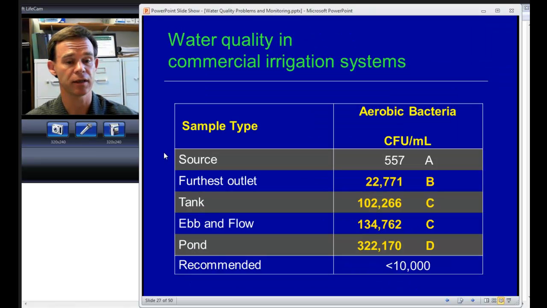So here are some data that Dustin took at different points in an irrigation system. And this would be the kind of sampling that you could do to look at bacterial loads as well as presence or absence of pathogens through your irrigation system. This is the source closest to the municipal or well supply. This is the furthest outlet away in the nursery, away from that incoming water.